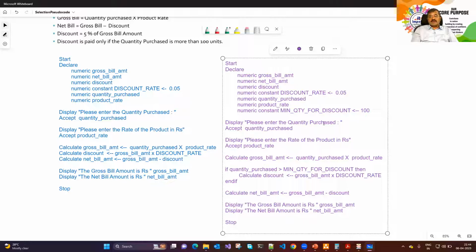We ask the user to enter the quantity purchased. He says 200 units. We ask the rate. He says 5 rupees. So what will the gross amount be? Rate into 5.